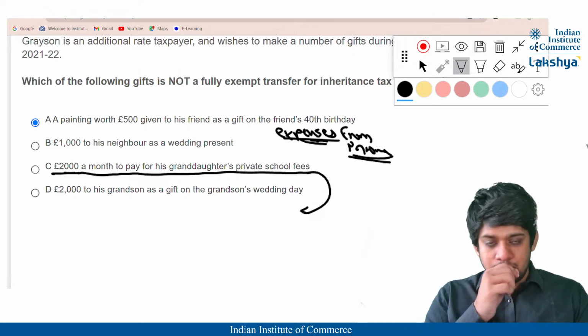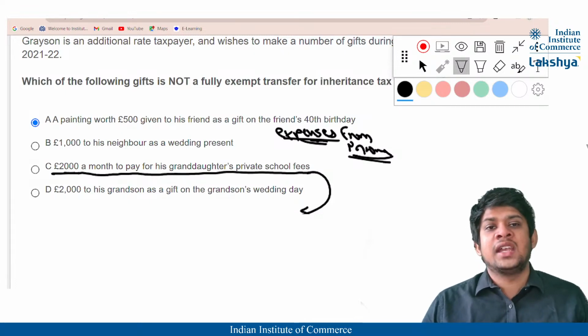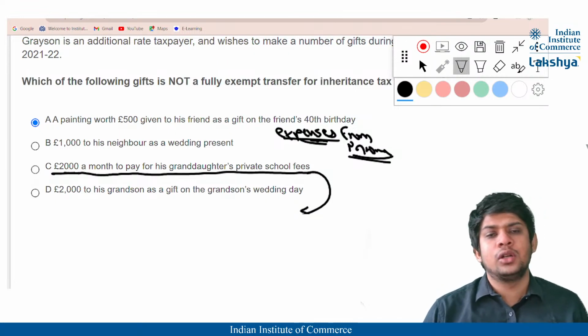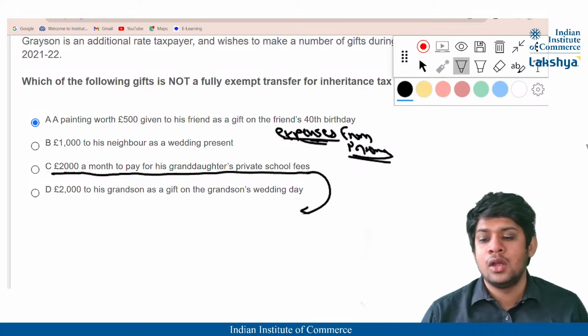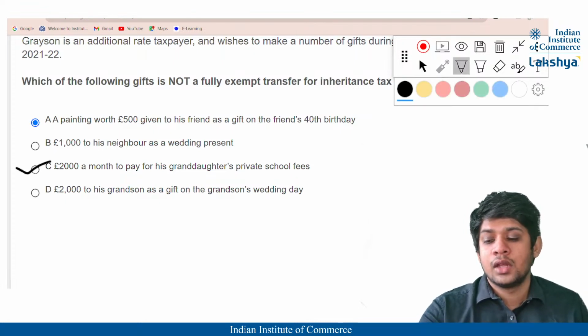So if I'm generating yearly income and from that I'm paying any expenses for my grandchild or anyone, then in such a case, whatever is the amount, that will completely be exempt. Okay. So here, even if it was 2000 or 12,000 or anything, everything was exempt.